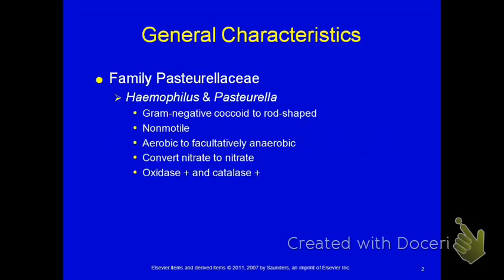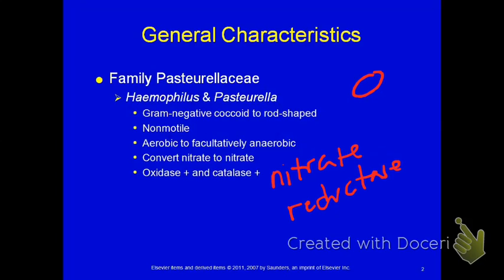So you know for a fact when we pertain to coccobacilli, they are not perfectly rod or perfectly spherical organisms. Non-motile, they are aerobic. Some of them could be facultative anaerobic. They have the ability to convert nitrate to nitrite because of the presence of, of course, you know this from the previous lesson, the nitrate reductase enzyme. They are oxidase positive and catalase positive.